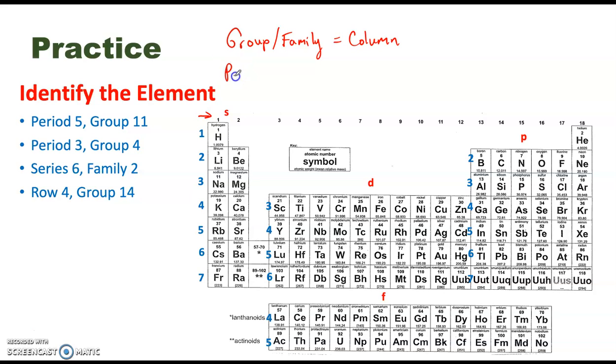Now a period or series, those are the two names we'll give the rows of the periodic table. So period 1 would be hydrogen and helium. Period 2 would be lithium and beryllium. Or series 5 would be this row down here. So if you're looking at period 5, group 11, I go down, and that would be silver, Ag. So you should be able to find elements if I tell you which group or which period.